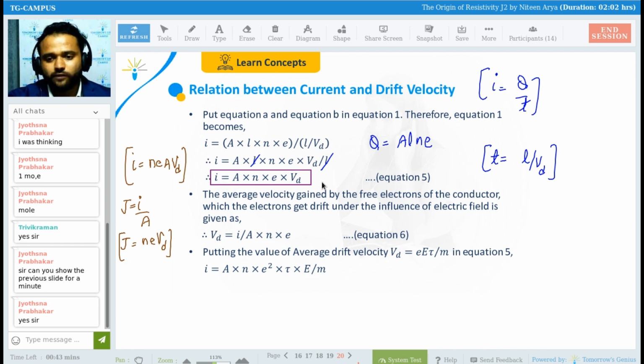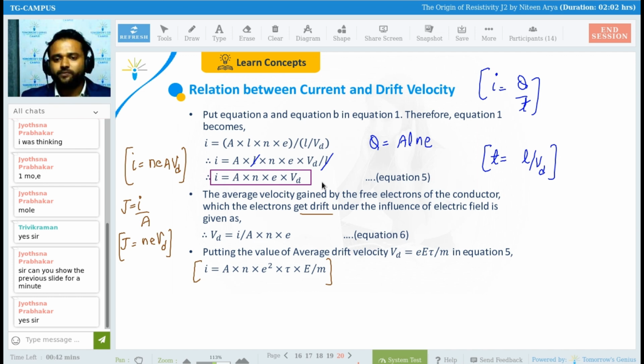The average velocity gained by the free electrons of the conductor, which get drifted under the influence of the electric field, is given as Vd equals to I by A n e. Okay, from that you can get the drift velocity Vd equals to I divided by nEA, where I divided by A is J. So you can get this, and putting the value of Vd, which is E tau by m, in equation number 5, you can get the I from here also. So there are so many relations with I, with J, with Vd. You need to just focus on the simple things.